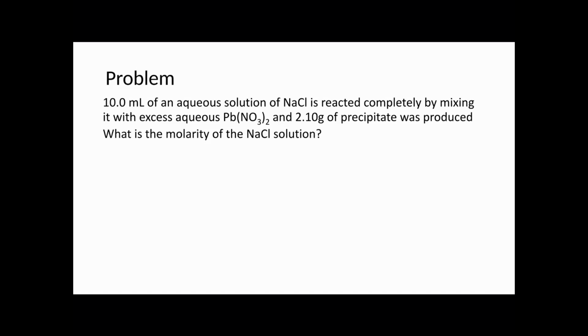Here we have a stoichiometry problem that is based on precipitation reaction. As you can see here, 10 milliliters of aqueous solution of sodium chloride is reacted completely by mixing with excess of lead nitrate. So let's underline the reactant. Sodium chloride is reacting with lead nitrate.